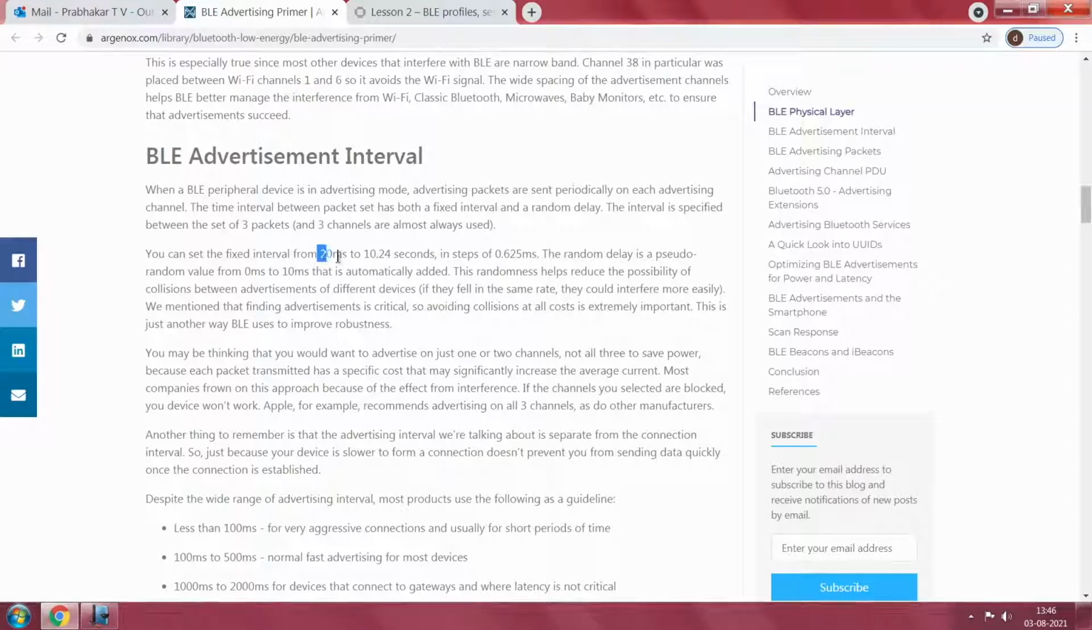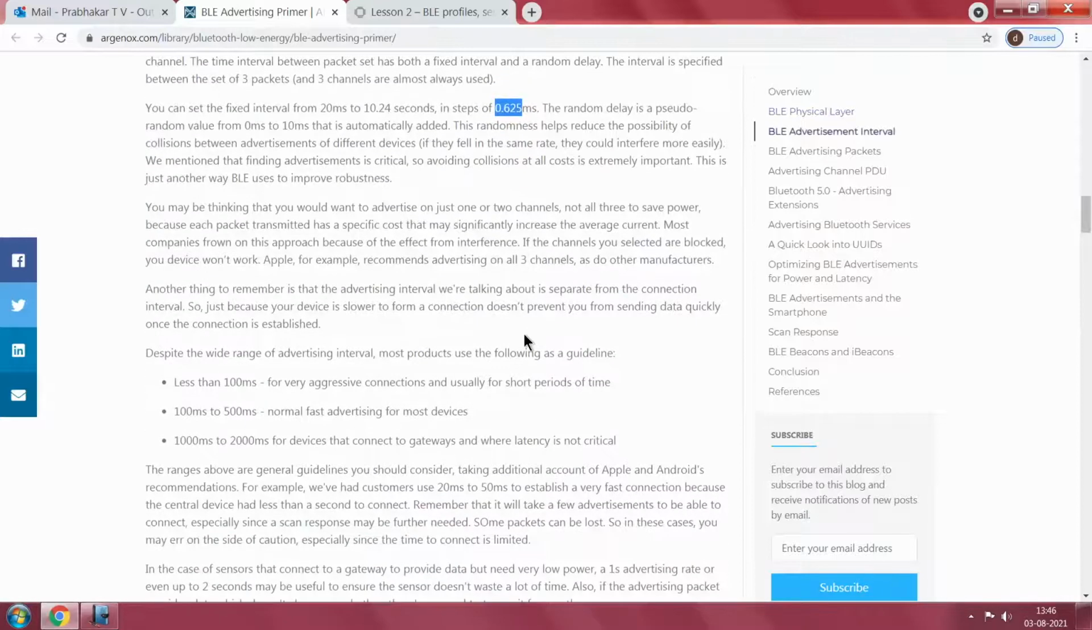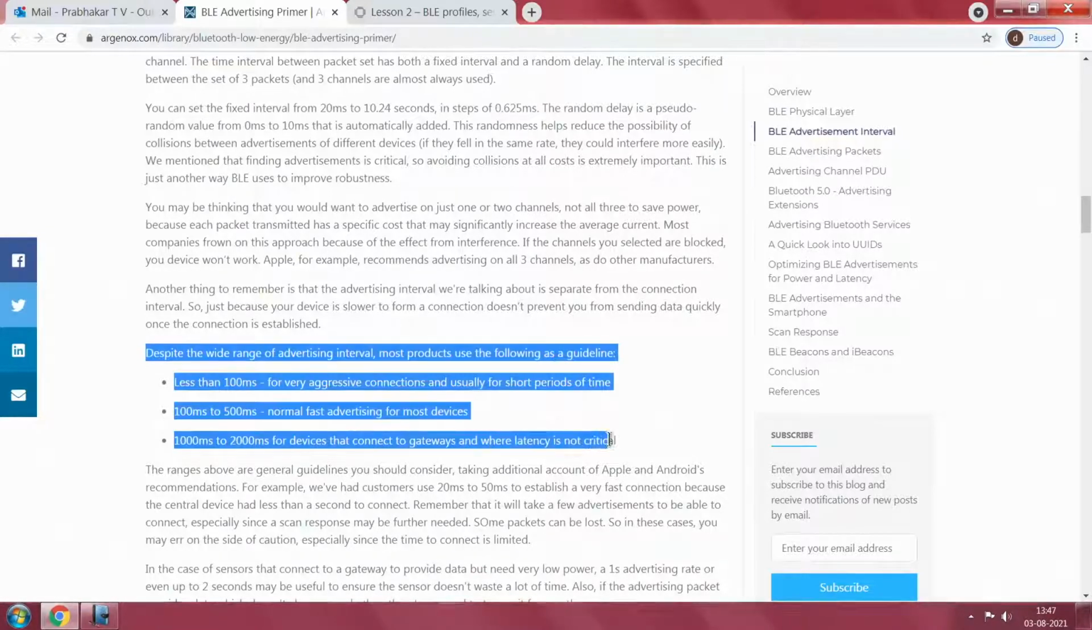Now this BLE advertisement interval, I think we went through this already. So these numbers I already reeled off to you and what the step size is and all that. So you have to think about it when it comes to managing the battery life of these systems. Here is a nice number for you to think about.